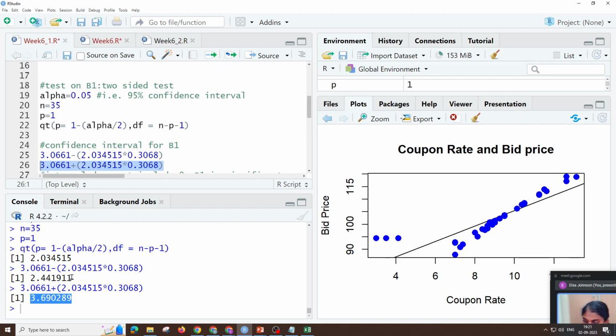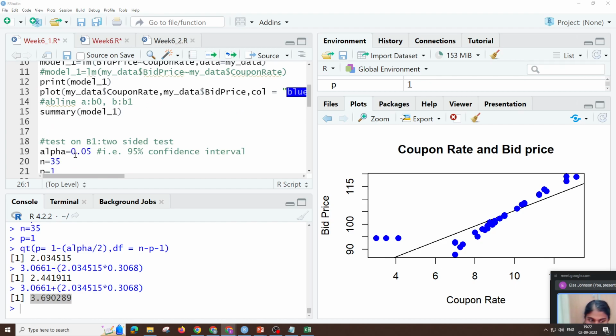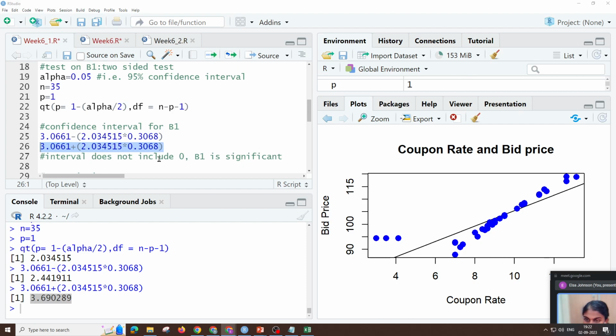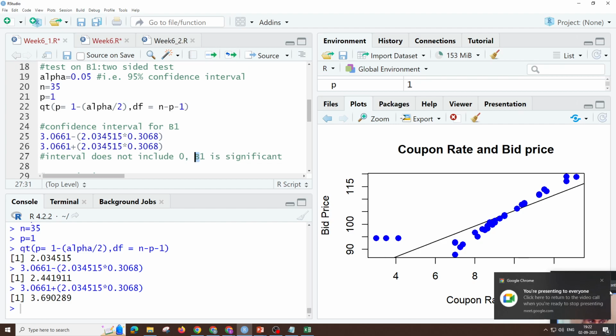So you have seen that if these two values include a 0 in between, then you have to accept the null hypothesis, but in this case it doesn't include. So you are rejecting the null hypothesis. That means beta 1 is not equal to 0, that is the alternate hypothesis. Given that the interval does not include 0, beta 1 is significant.